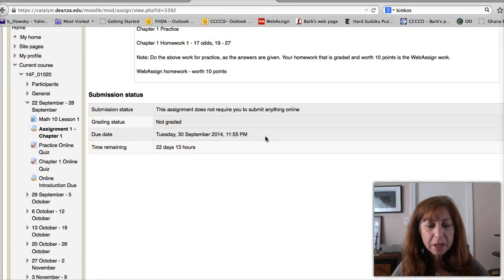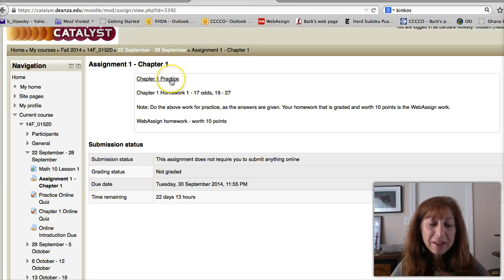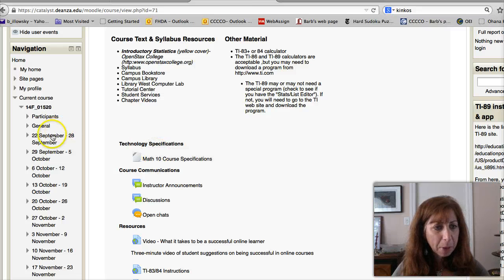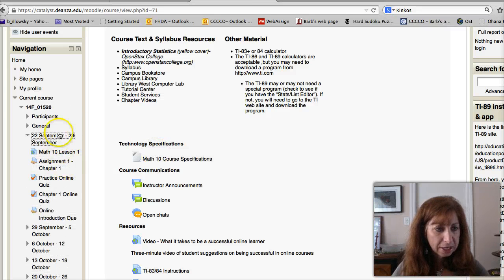In the assignment, there are 3 types of homework. There's a practice. This links to the practice in your textbook, whether you use the online or you have a hard copy where all the answers are given, and this is to practice on. Then there are homework problems in the textbook to try, again for practice. Once you've completed those, then go to WebAssign where your graded homework is. Here, you could also do week by week by pressing on the week, and it tells you everything that's happening in the first week.